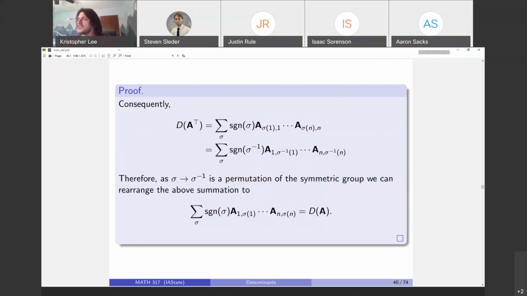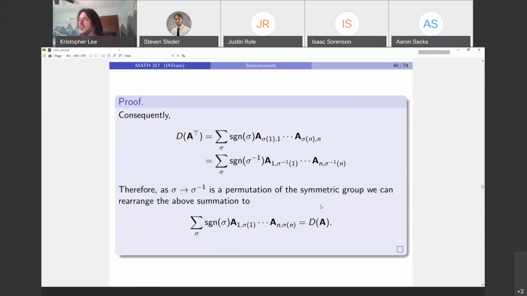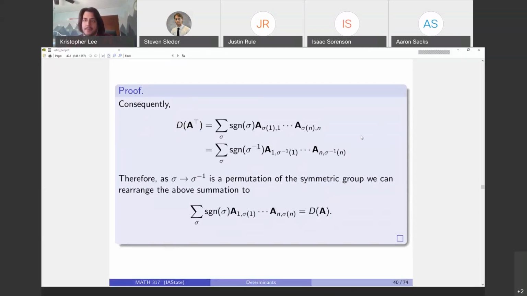Yeah, hope that wasn't too awful. And like I said, this is the only proof I've seen for this fact that the determinant of a transpose is the determinant of the original. That really kind of reveals why it's happening.